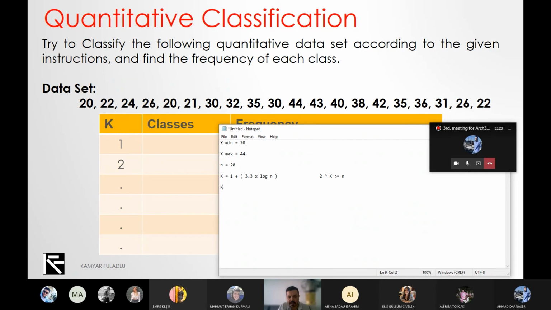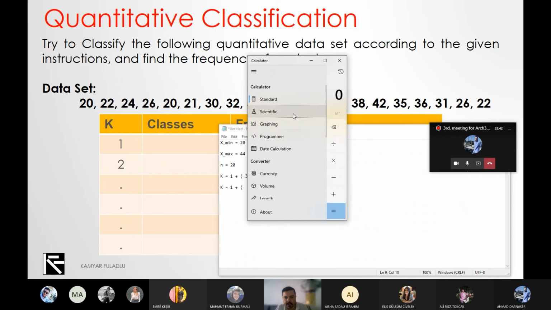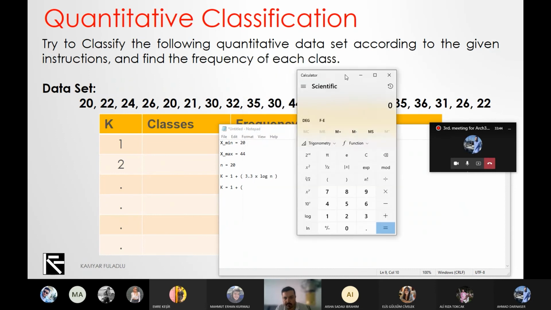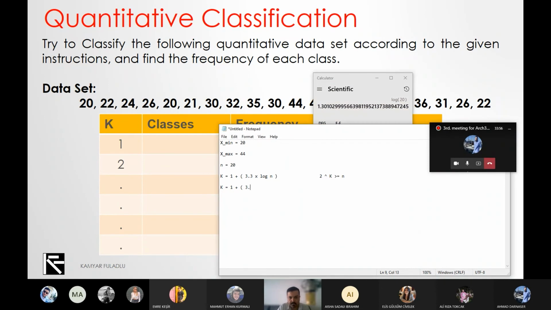I just say k equals 1 plus, I also need a calculator. In order to find the log of n, I transfer it to the scientific mode, which is this one. I just enter 20 and log. It is equal to 1.30. So 3.3 multiplied by 1.30.